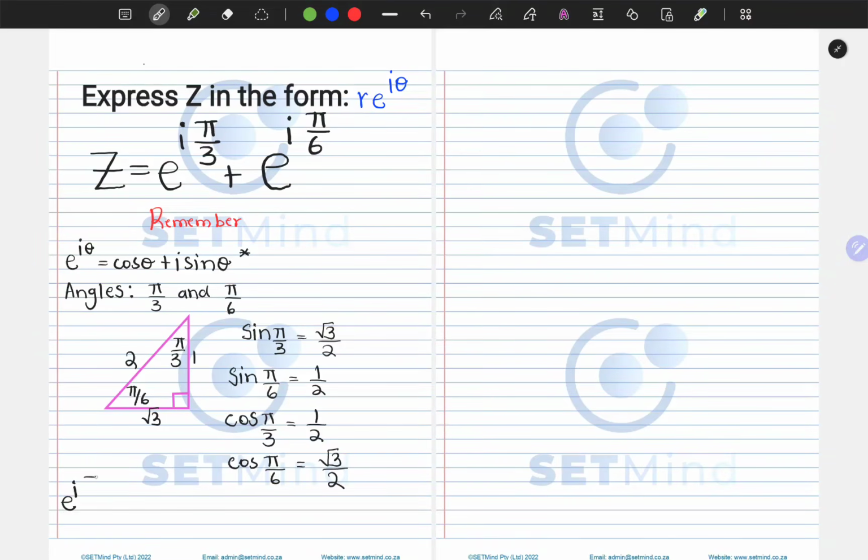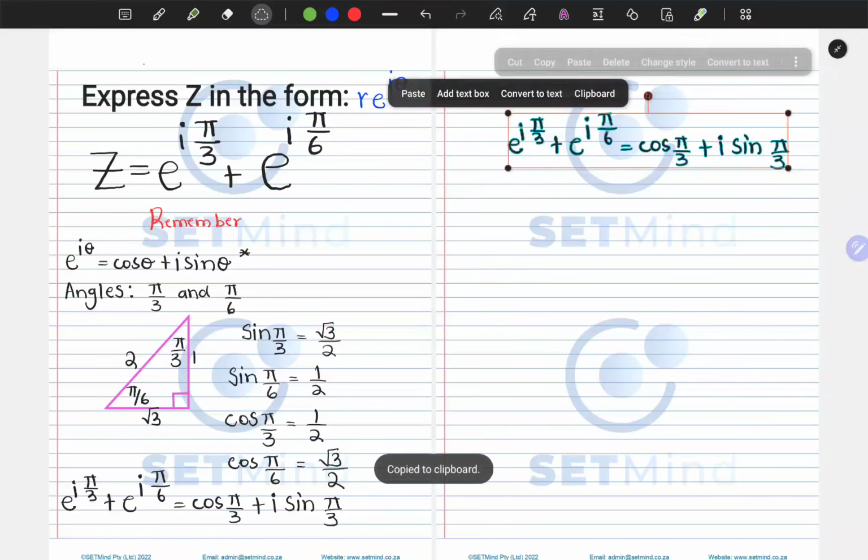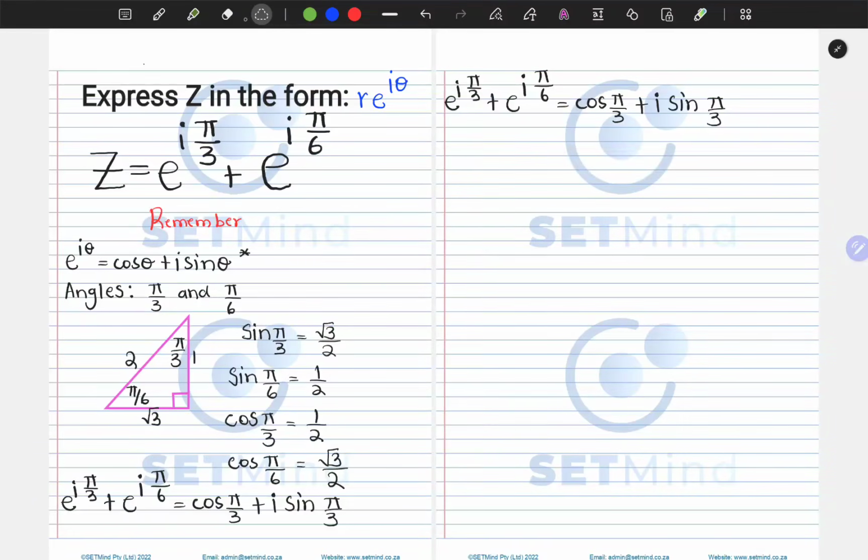So we have e to the i pi over 3 and then plus e to the i pi over 6. What this means is we have cos of pi over 3 plus i sine of pi over 3. Let me go to the next page so that we have more space. Then plus, we are going to have cos of pi over 6, then plus i sine of pi over 6.